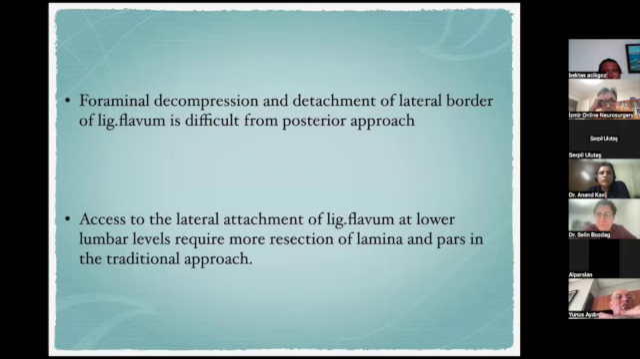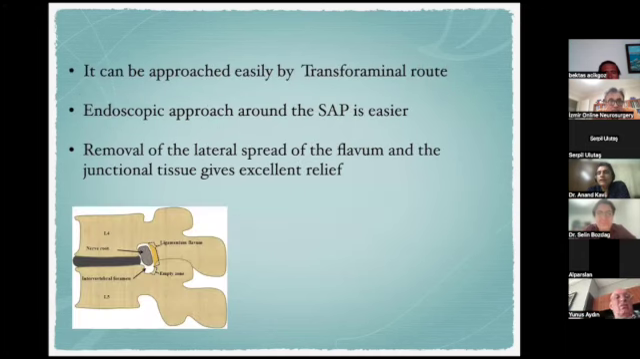Now, foraminal decompression and detachment of the lateral border of ligamentum flavum is very difficult from the posterior interlaminar approach, because access to the lateral attachment of ligamentum flavum at lower lumbar levels requires more resection of lamina and bone of the pars in the traditional approach. Now, this can create a significant instability, and that is why fusion surgeries were invented. So actually, it is the iatrogenic damage which we caused, and now we want to stabilize it with screws, rods, and metal, and a cage has to be put in between the two vertebral bodies.